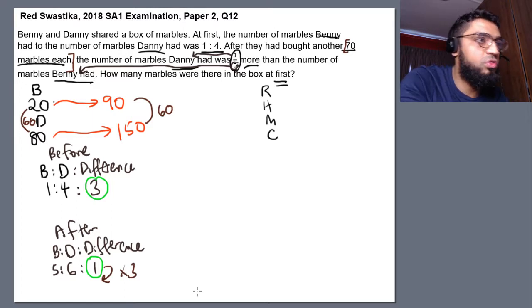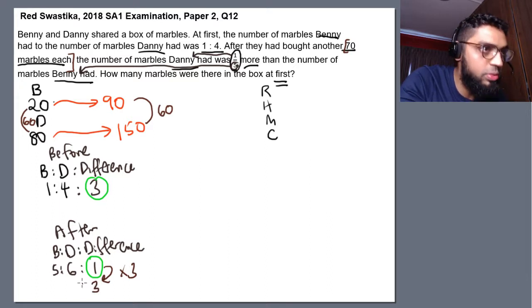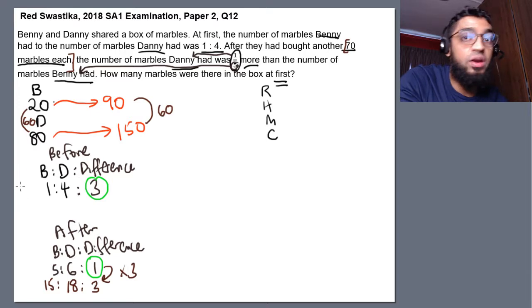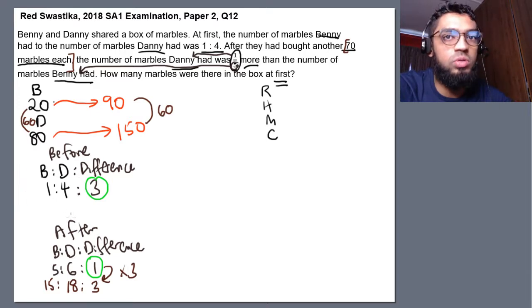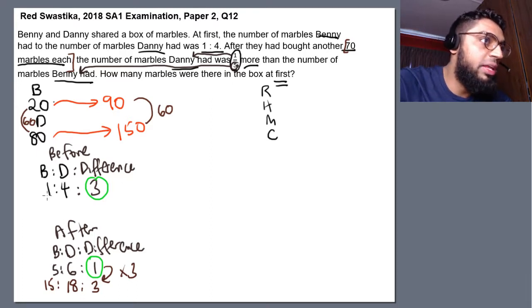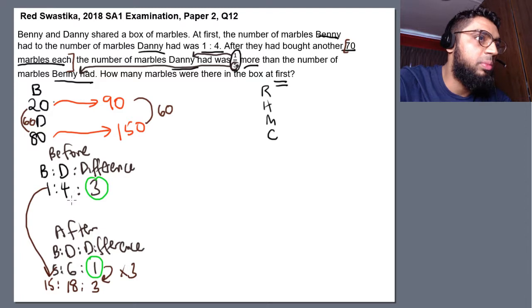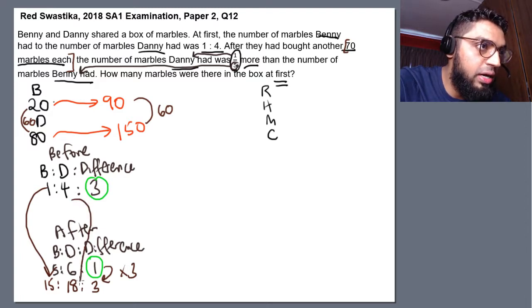Okay, so times 3 throughout, you're gonna get 3 here, and 6 times 3, you're gonna get 18, 5 times 3, you're gonna get 15. So that allows us to do a direct comparison. That is the purpose of making the difference unit the same, so that we can directly compare the before and the after case. The before and the after case.